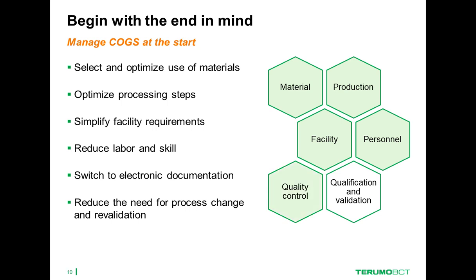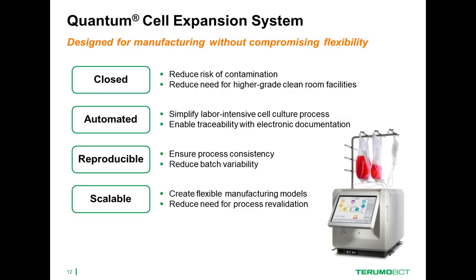Number five, reduce the time and labor required for long SOPs and extensive manual documentation by adopting automation and its electronic records. And lastly, reduce to a minimum the need for process change and therefore the need for revalidation. Moving from one bioreactor to a larger one is considered a process change compared to scaling out.